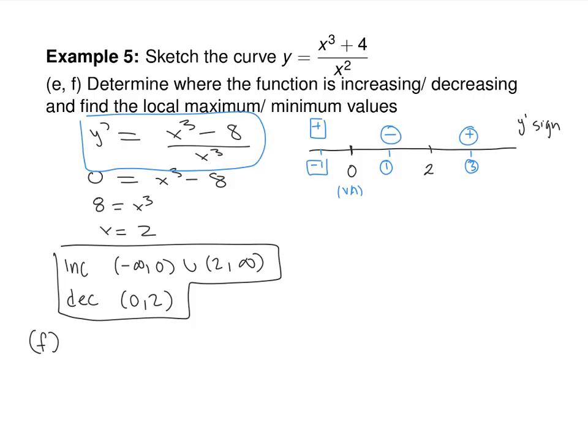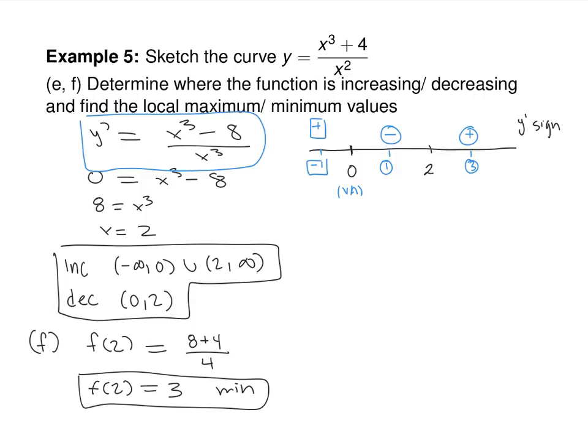A min. Yep, F of 2, which will be 8 plus 4 over 4, or 3, right? Because 2 cubed is 8. Say that again. Oh, wait, no, never mind. Are you plugging in 0 somehow? I'm plugging it into the derivative. Oh, I see. Yes, you must plug it into the original function. So f of 2 equals 3 is a min. And there's no max, because that's the only critical number.